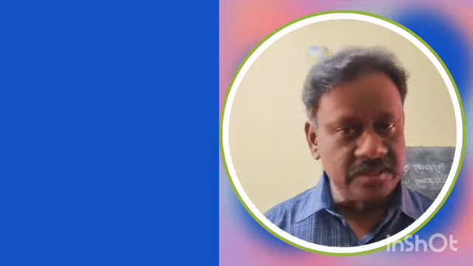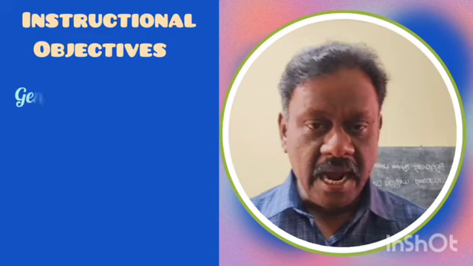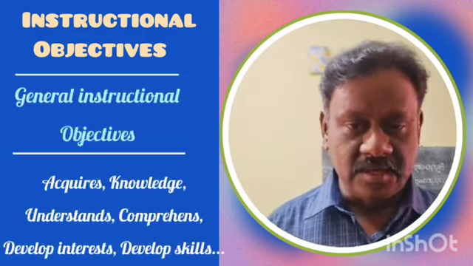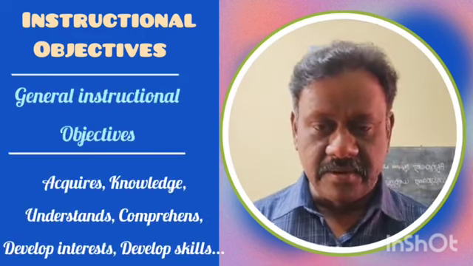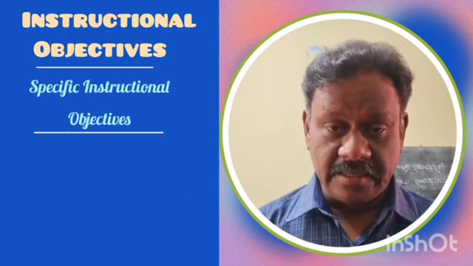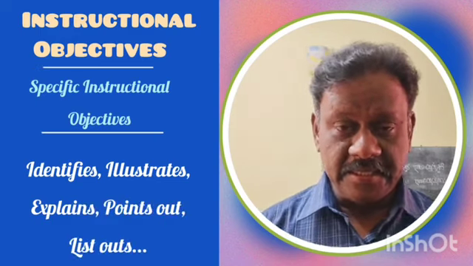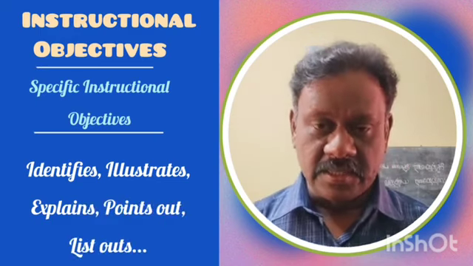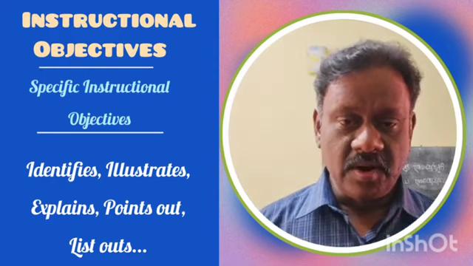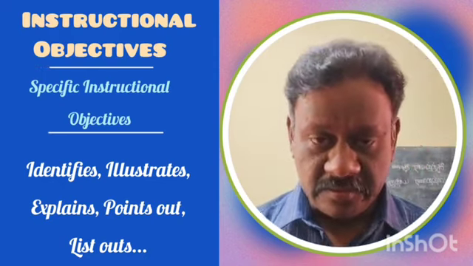The next part is instructional objectives. The instructional objectives normally come with statements like acquires knowledge, understands, comprehends, develops interest, develops a skill. Then come specific instructional objectives. They are like identifies, illustrates, explains, points out, lists out. These are all action verbs. In action verbs, the specific instructional objectives might have been written.